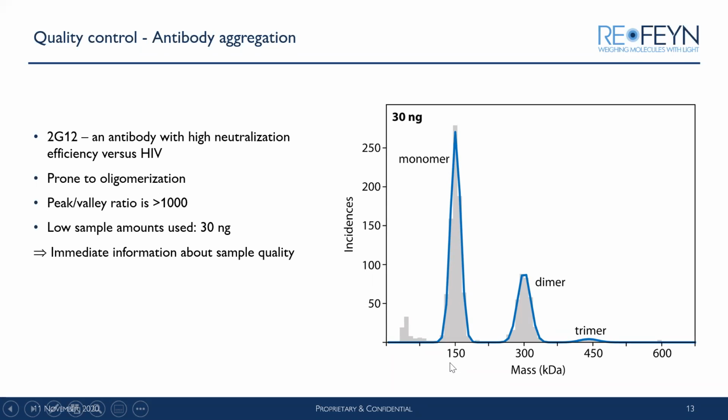which is at 150 kilodalton, and dimer and tetramer. And you need a really small amount. Here it was only 30 nanogram in the sample. So you get immediate information about the sample quality. And this is a really basic and simple example.